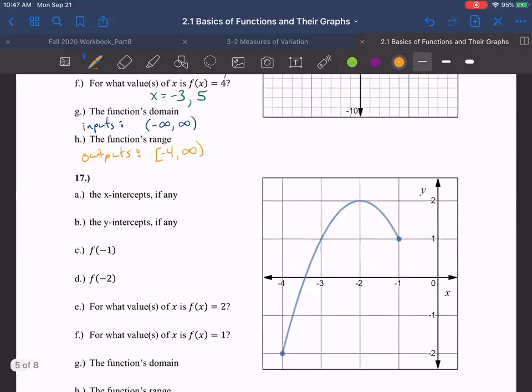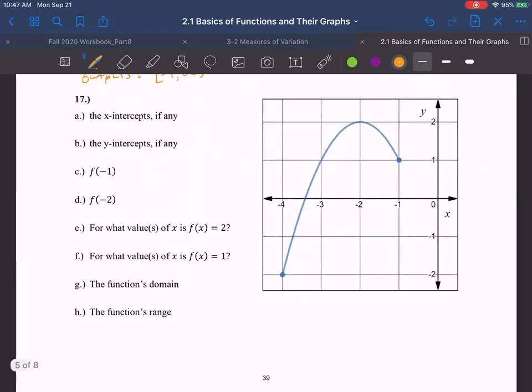What I'd like you to do is start working on this one and the ones on the next pages where you're doing similar kinds of things, and then check your answers and see how you do.